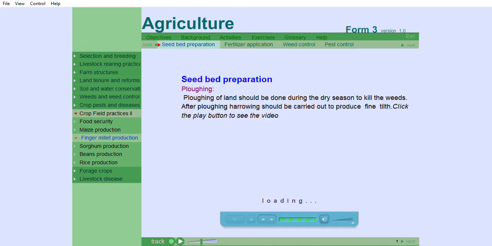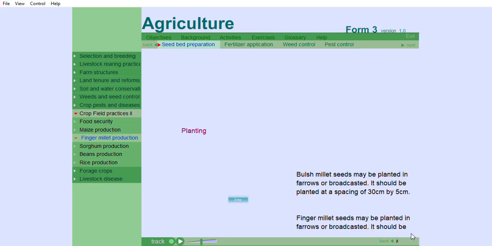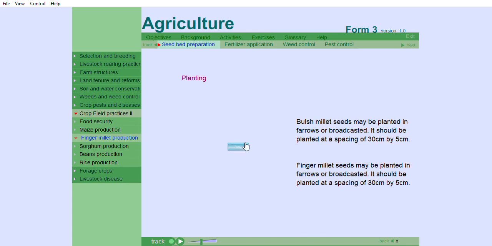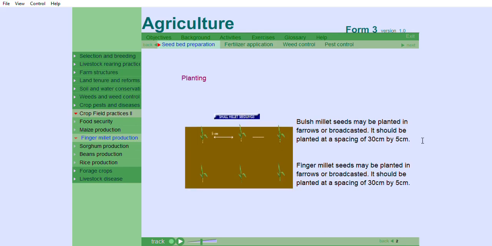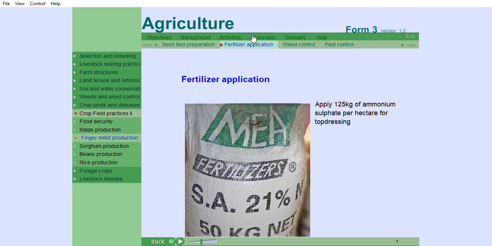Seedbed preparation. Plowing. Plowing of land should be done during the dry season to kill the weeds. After plowing, harrowing should be carried out to produce fine tilth. Fertilizer application. Apply 125 kilograms of ammonium sulfate per hectare for top dressing.